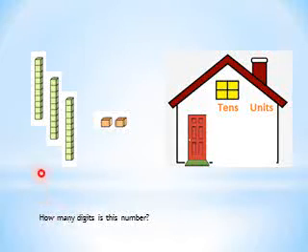Now I want to write this number. I always start with the tens and then go to the units. How many tens do I have? 1, 2, 3. So I will write 3 in the tens room. How many units do I have? 1, 2. So I will write 2 in the units room.